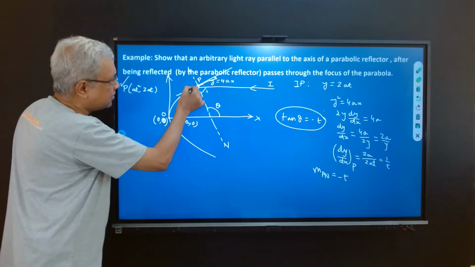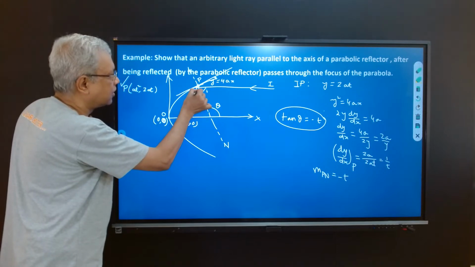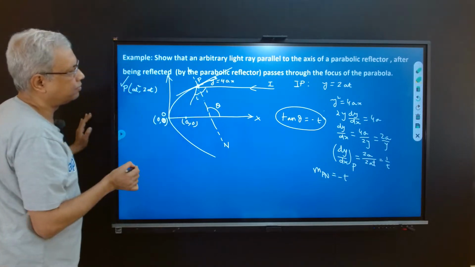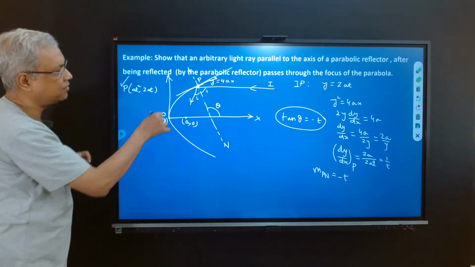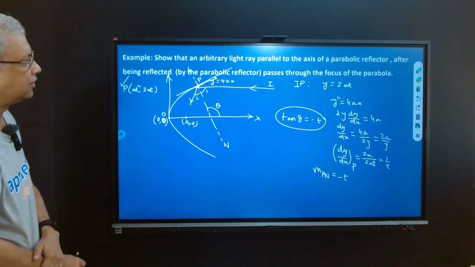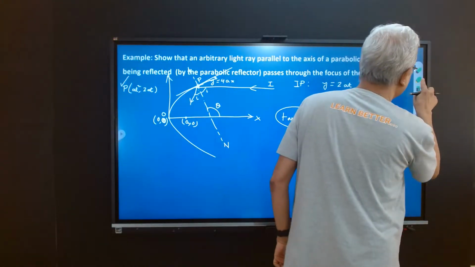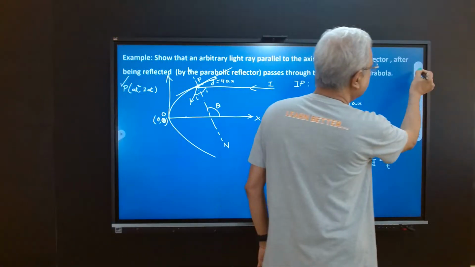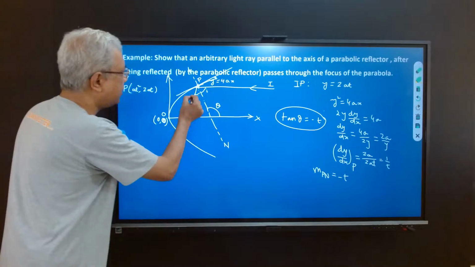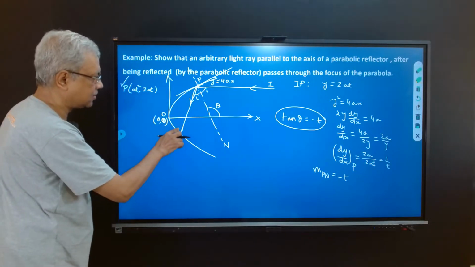Now Snell's law says that the reflected ray must pass through like this. It must obey Snell's law, and the angle of reflection must again be equal to i. So if you extend the line, just remove the focus at this moment from the diagram. So if I just extend the reflected light, it goes like this.